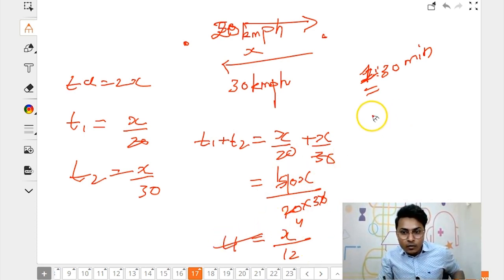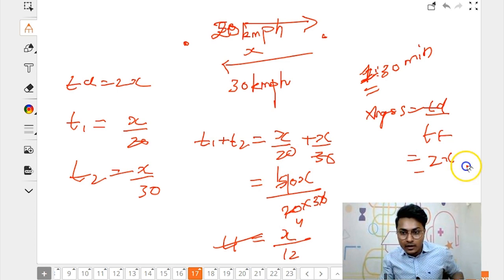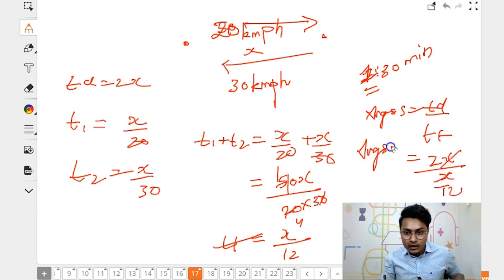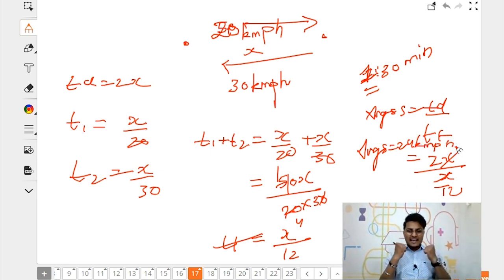Great. So now moving forward for average speed. Average speed is going to be total distance by total time taken, and total distance is 2x divided by x by 12. So I can see the x's cancel off, and your average speed is going to be 24 kmph, and that's under 1 minute. Yes! Did that. So great job, guys.